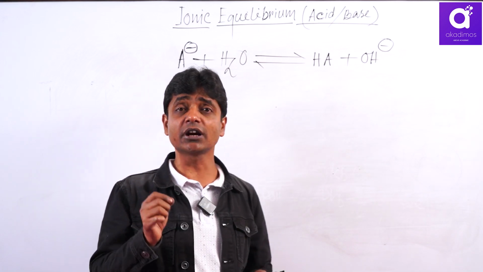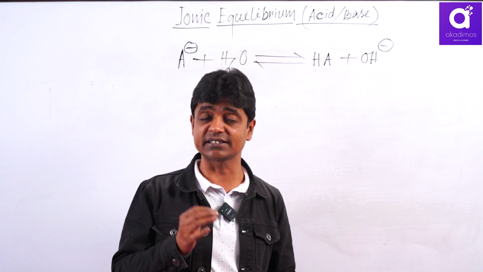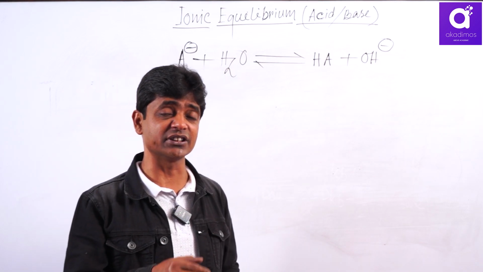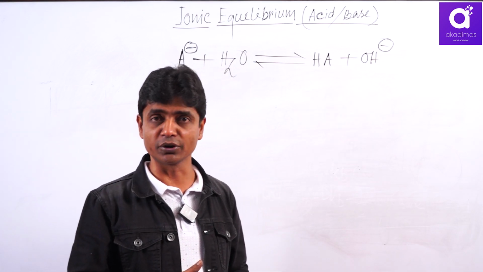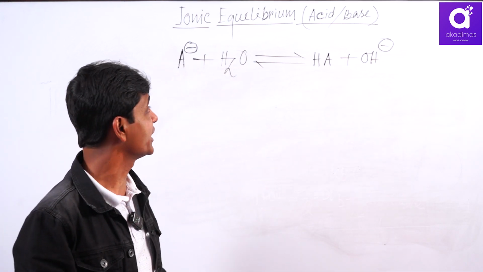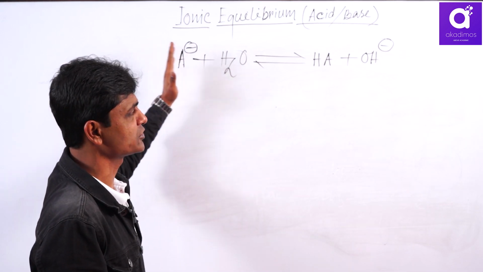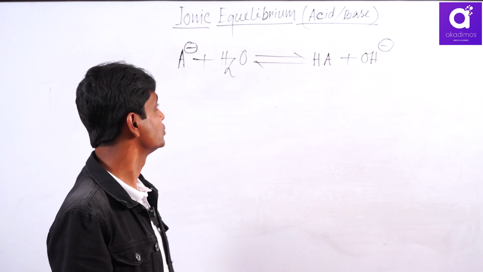Remember, the counter ion of a strong base like Na plus, K plus, and the counter ion of a strong acid like Cl minus, SO4 2 minus, are inert with respect to change of pH in aqueous solution. Since they come from a strong component, they will not undergo hydrolysis. That's why, whether it is Na plus or K plus, no problem. It will not change the pH. Both sides Na plus will be cancelled out.